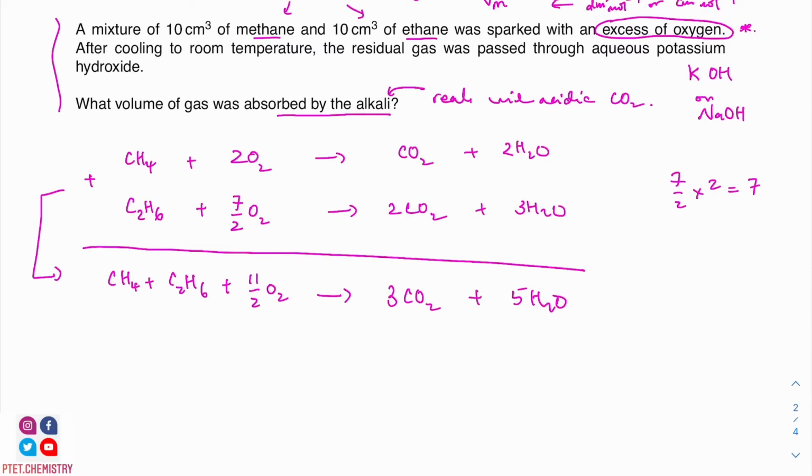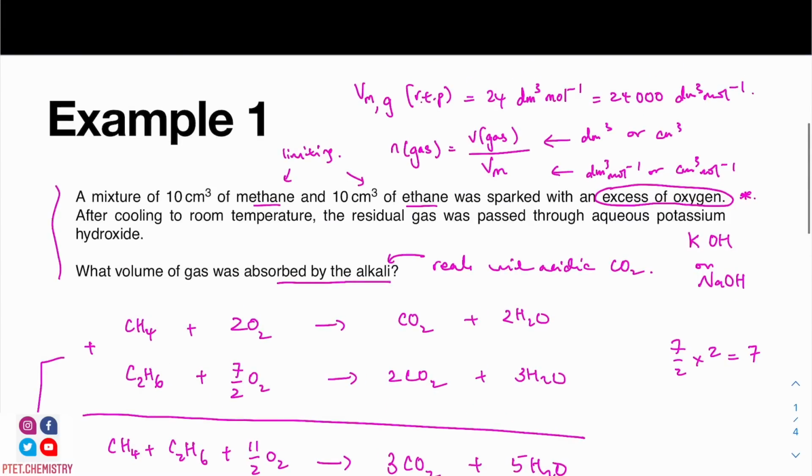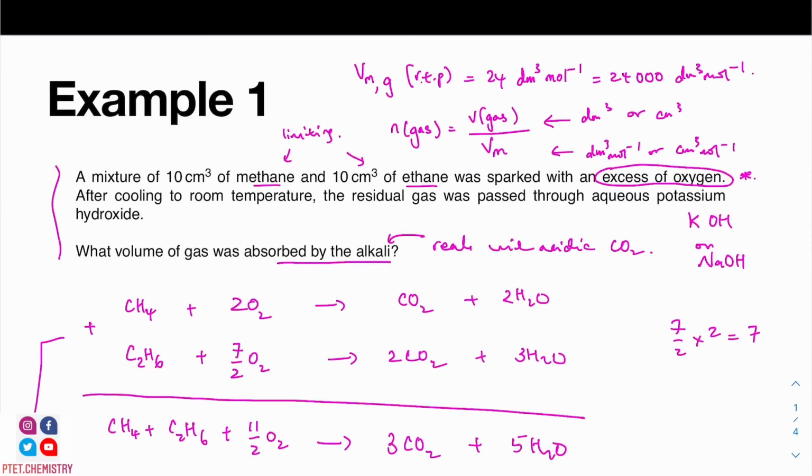Okay, we're talking about reacting volume at start. Why are we talking about reacting volume instead of reacting mole? Because if these are gas, this is a gas, which is in excess, which we don't need. These are gas. Because they are all gases, their volume ratio is the same as the mole ratio. Because all of them, the gas, they have the same molar volume at room temperature and pressure, which is a constant, right? 24 dm³ per mole, or 24,000 cm³ per mole.